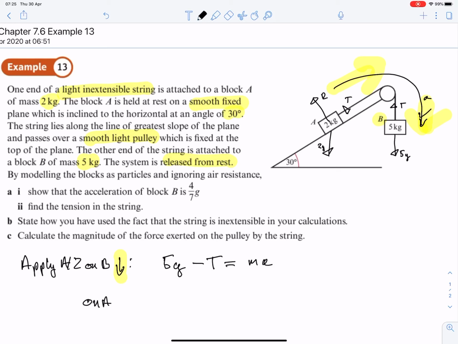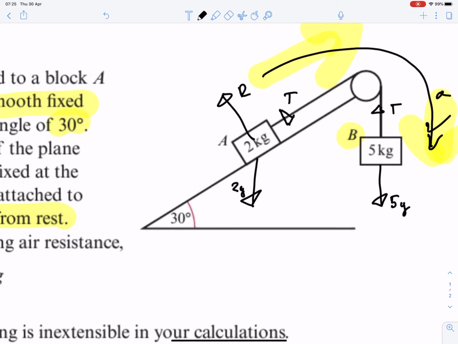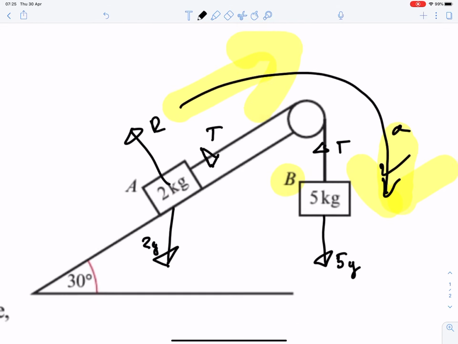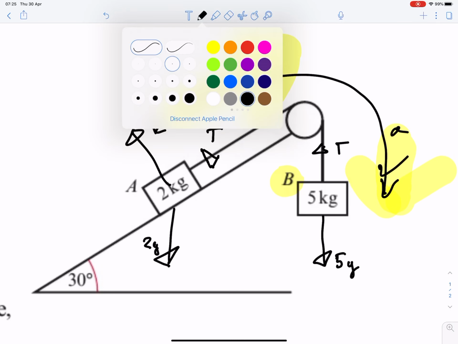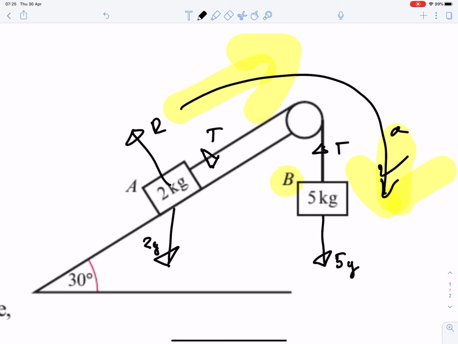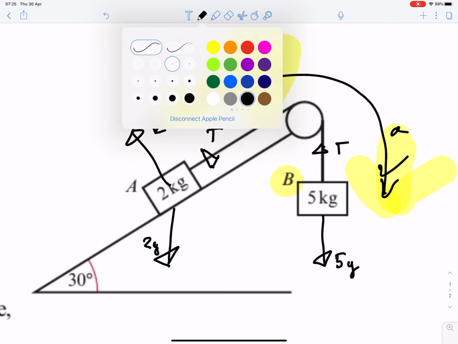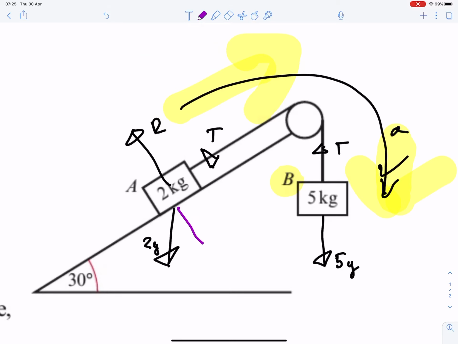We then now need to think about block A. So on A, the acceleration is acting up the plane, isn't it? So we're going to apply N2 parallel to the plane and up the plane. And to do that, we need to think about the forces in that direction. So let's go back to our diagram and we can put the components of the forces on.